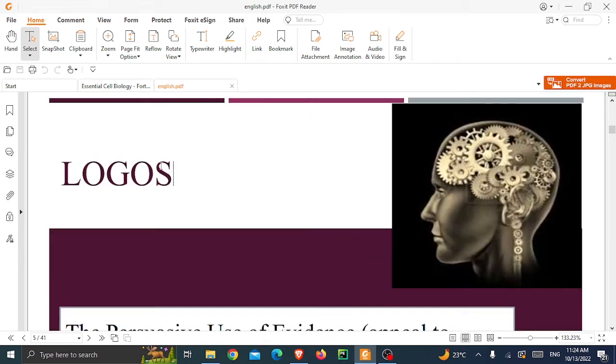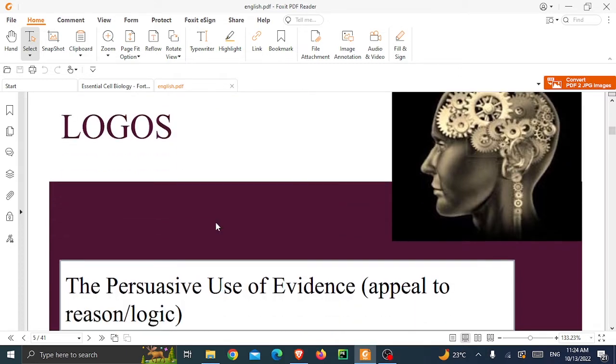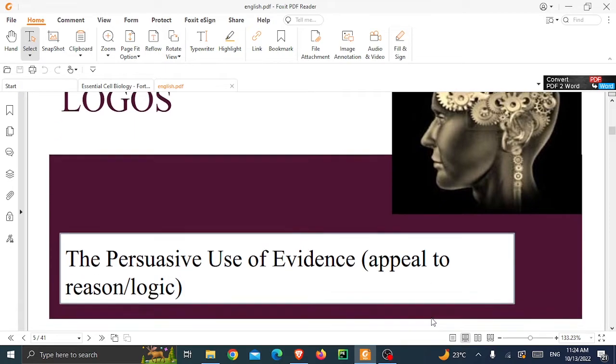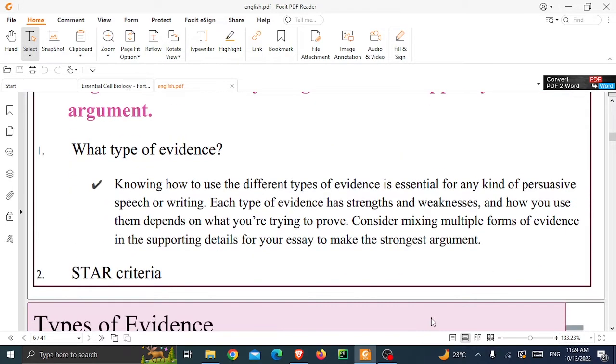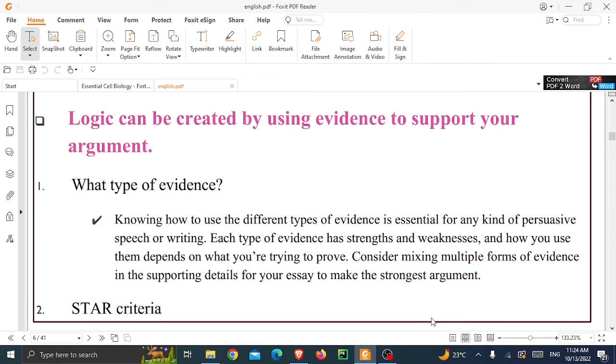First, we will start with the logos. And the logos, as I said before, is the persuasive use of evidence, like how logical the writer or the speech giver is being, and how much logic or facts or statistics he is using in his speech. So if we go on to how we could use the logos, we need two things. We need the evidence that we're going to use in our speech or writing.